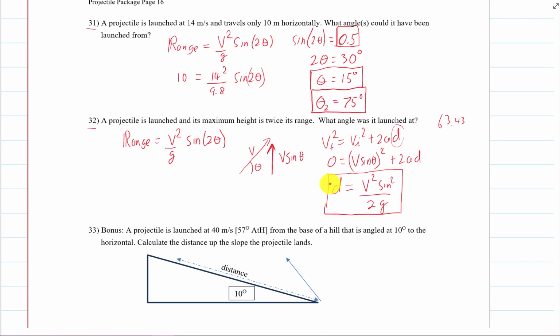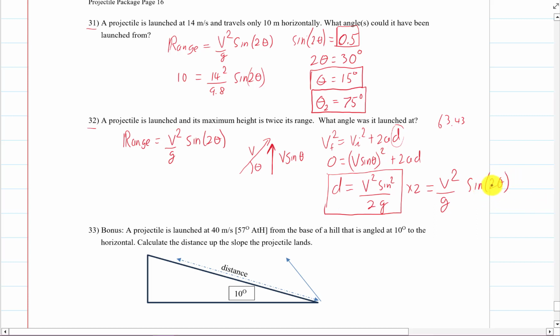And by the way, if you're really hateful of projectiles, that might be something that you put on your formula sheet, because that's just a quick calculation on how high your projectile goes. And we want that number to be twice this number. So we need this to be times 2, and that has to equal v squared over g sine of 2 theta.